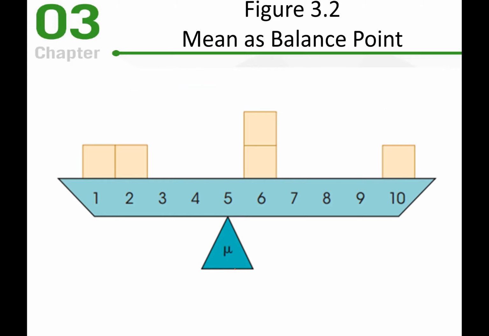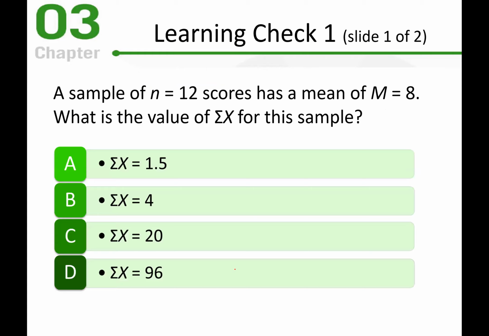All right, so let's do some learning checks. I want to make sure that we are getting the gist of this. So a sample of 12 scores. We have a sample, that's a lowercase italicized n. So our sample size is 12, and it has a sample mean, denoted by an italicized uppercase M, of 8. What is the value of the sum of the scores?